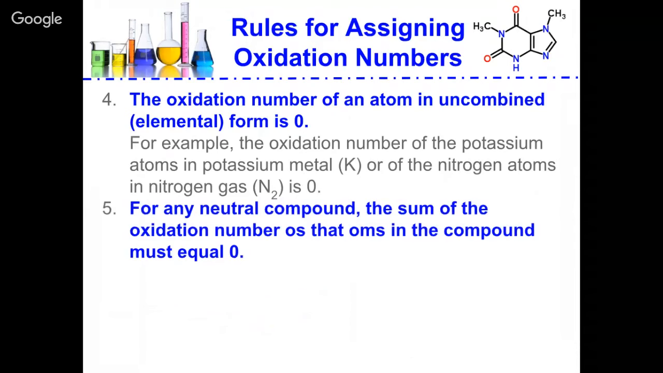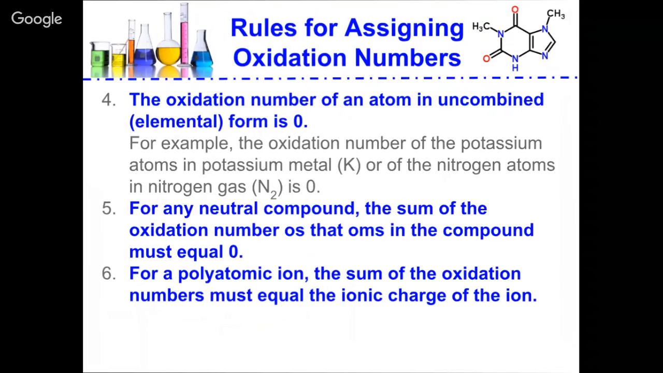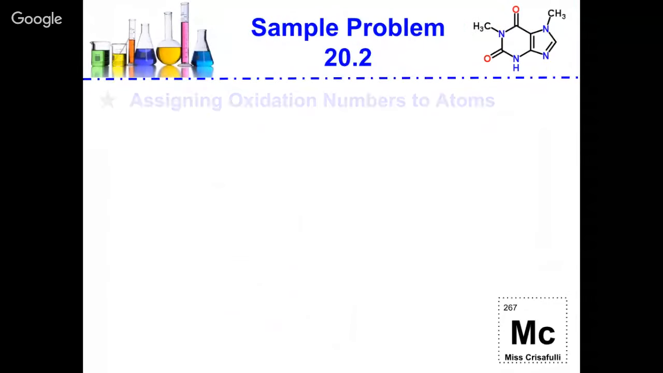For a neutral compound, the sum of the oxidation numbers is 0. I'll say this again. In a neutral compound, the sum of your oxidation numbers is going to be 0 because your compound has an overall charge of 0. For a polyatomic ion, the sum of the oxidation numbers is going to be equal to the ionic charge of the ion. So let's do some example problems.